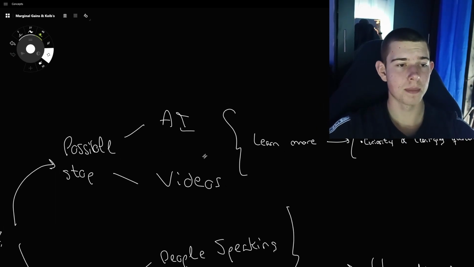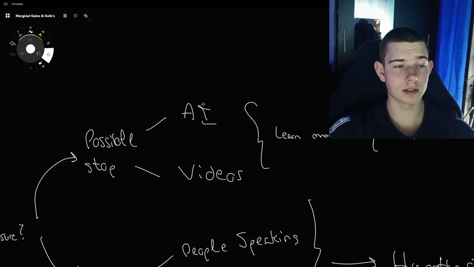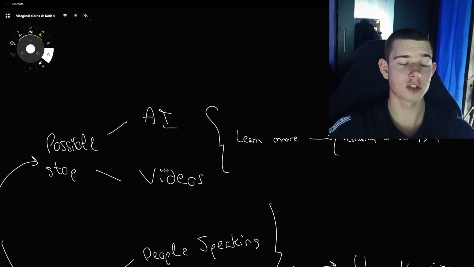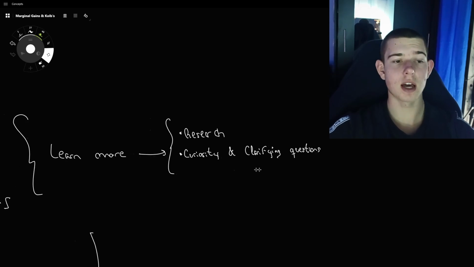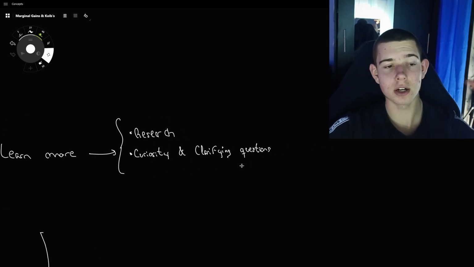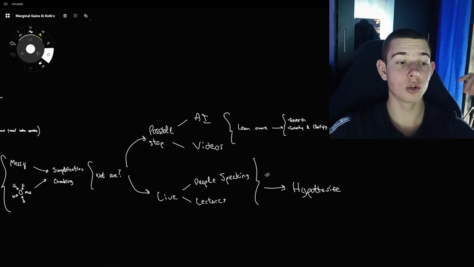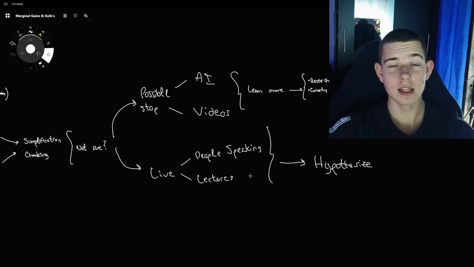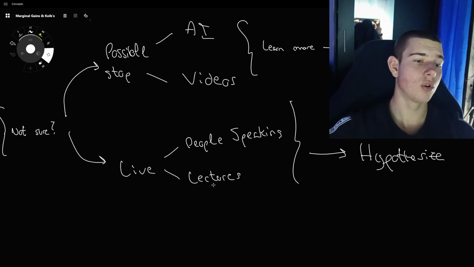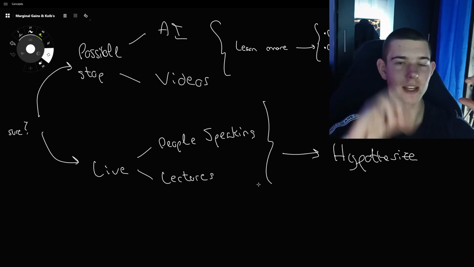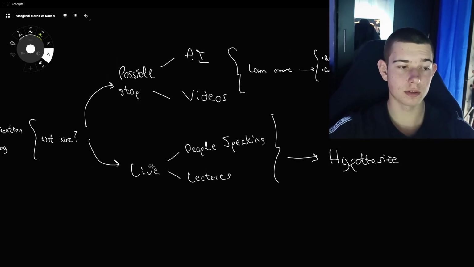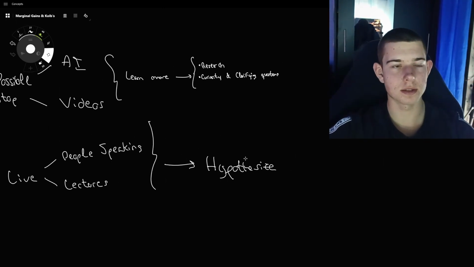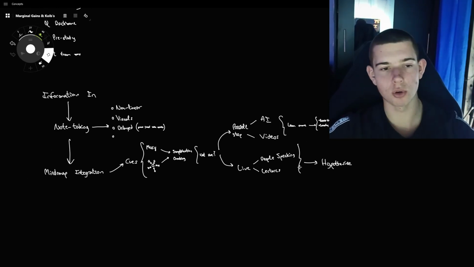I can just learn more about it. If the information is coming from AI or from videos, because I can stop the video, then I will do some research and I will ask curiosity and clarifying questions to clarify what I'm not understanding and what I need to understand to actually group the information or simplify it. Now, if I'm doing it live, when I'm learning from a person that's speaking, or from a lecture where I can't just pause, like if it's in real time, then I'm just going to hypothesize. I'm going to make a hypothesis on what I think is more correct.